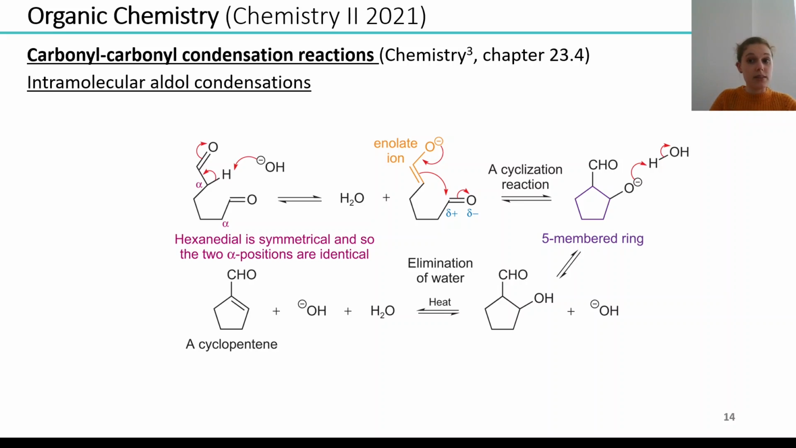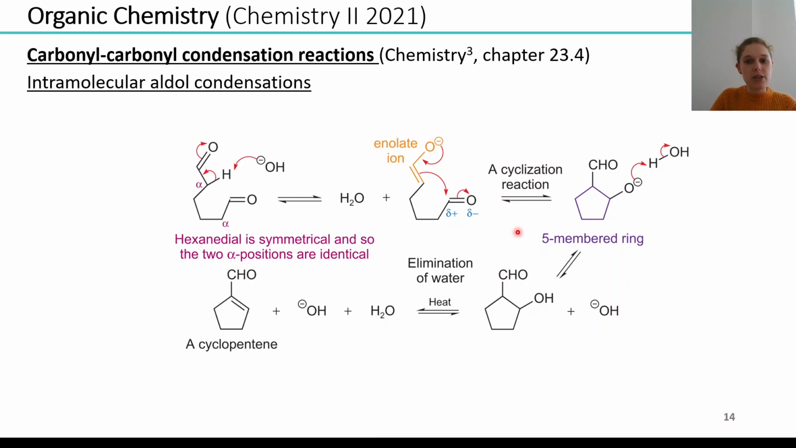For example, the intramolecular aldol condensation of hexanedial starts with the deprotonation of a hydrogen atom in alpha position to form an enolate ion. And we can see here on this molecule that the alpha positions are identical. So there is no preferred hydrogen which can be abstracted by the base. Then after this deprotonation step, we form an enolate ion and water.